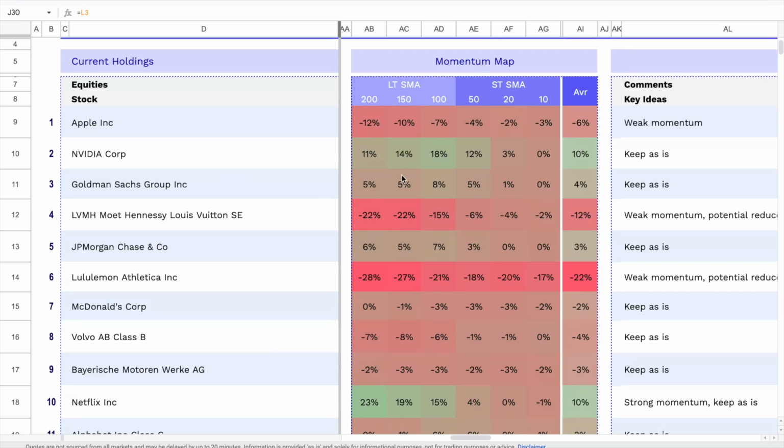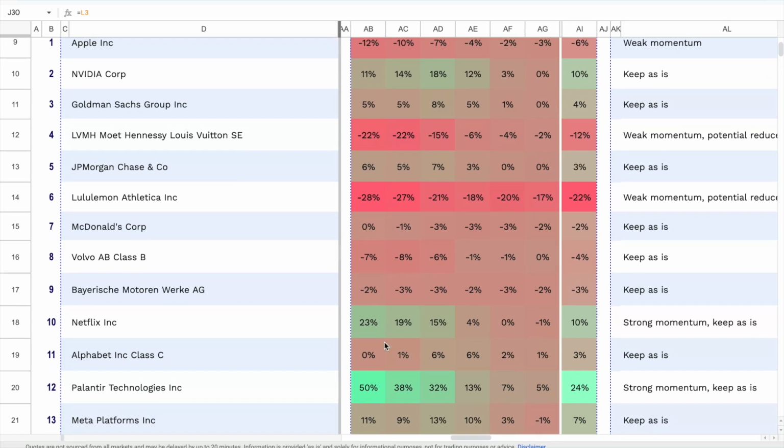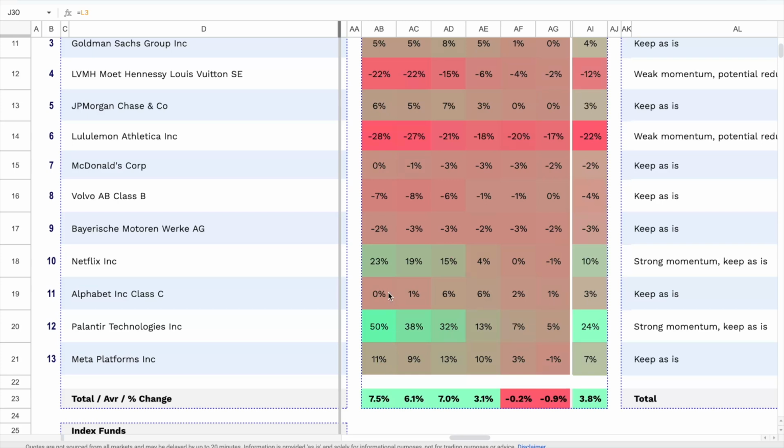Now, as an example, I would say that Nvidia is showing us that this is a stock that is gaining momentum. It's above the 200-day moving average, and it's above all the other moving averages as well. I can see Goldman Sachs is showing positive signs, and I would say also perhaps Netflix. We have also Meta and Alphabet starting to recover as well. These are signs showing me that these stocks are gaining momentum again.